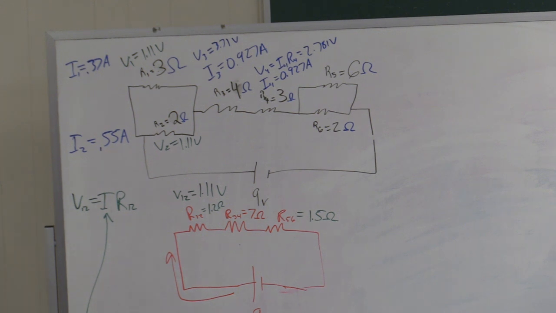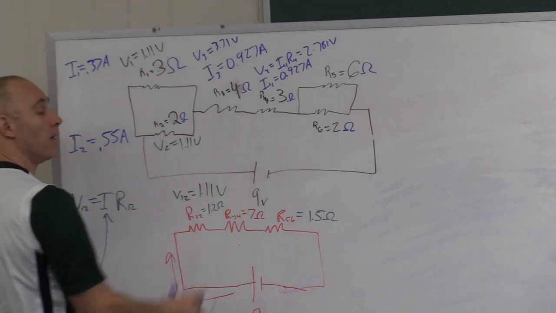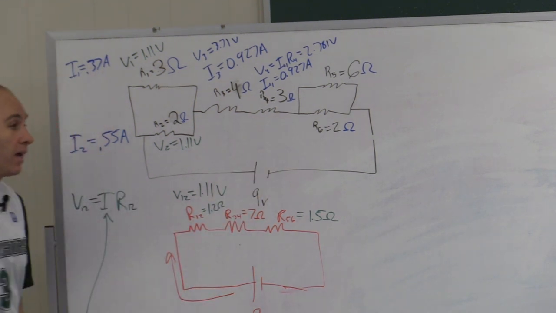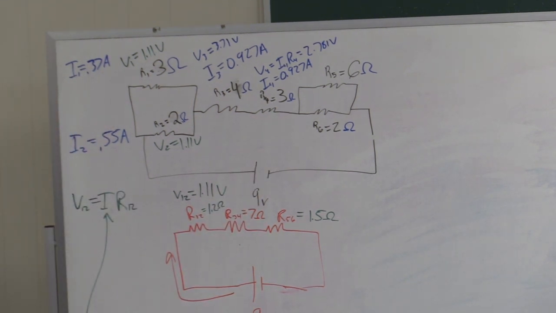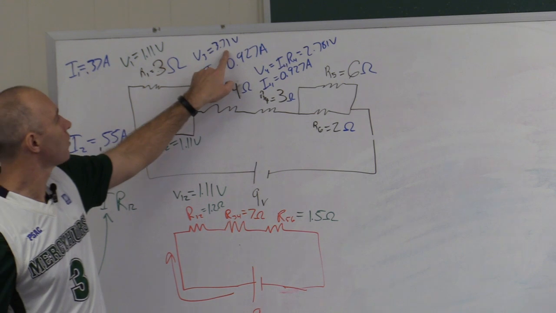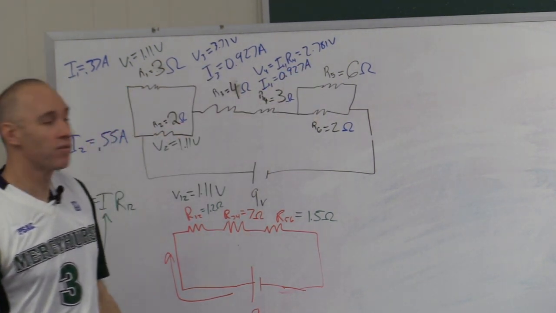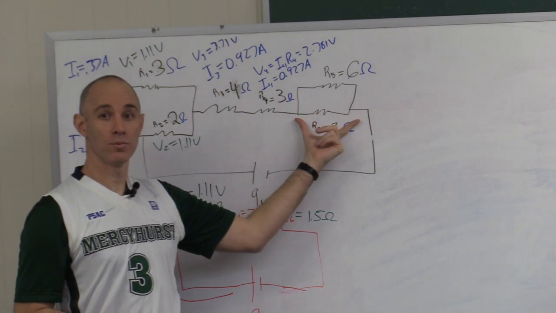Okay. Now, what do I know? I know the voltage drop across this set. I know the voltage drop across this one. I know the voltage drop across that one. And I know the total voltage drop. So I have two options. Both are equally valid and both will give me the same answer. I could take 9 minus 1.11 minus 3.71 minus 2.78, and whatever is left will be the voltage drop across these two.